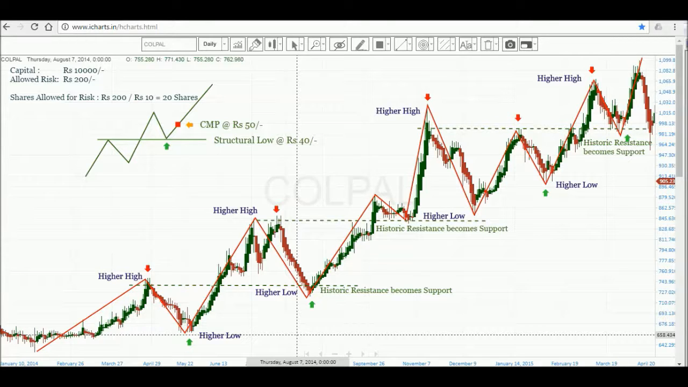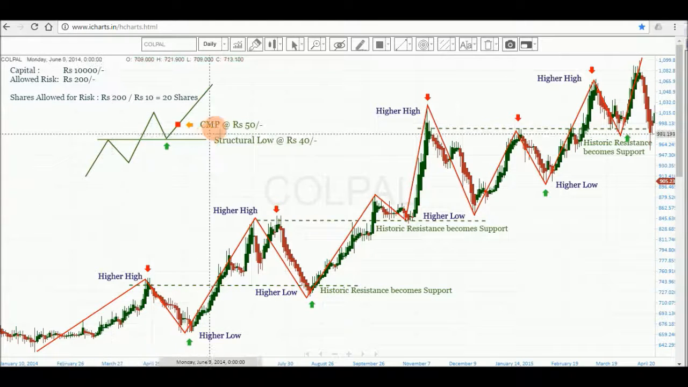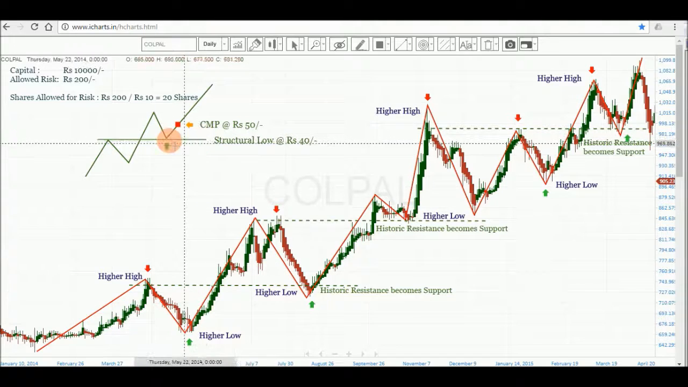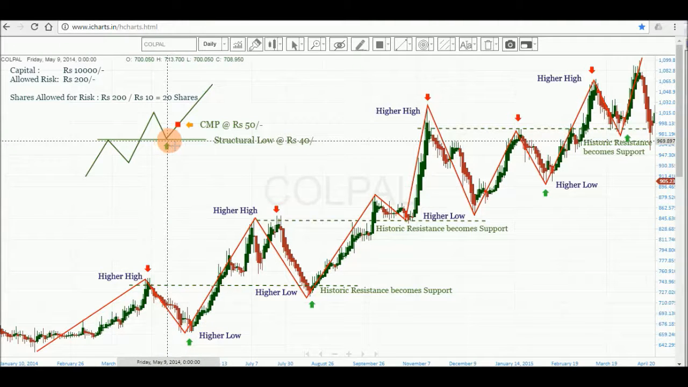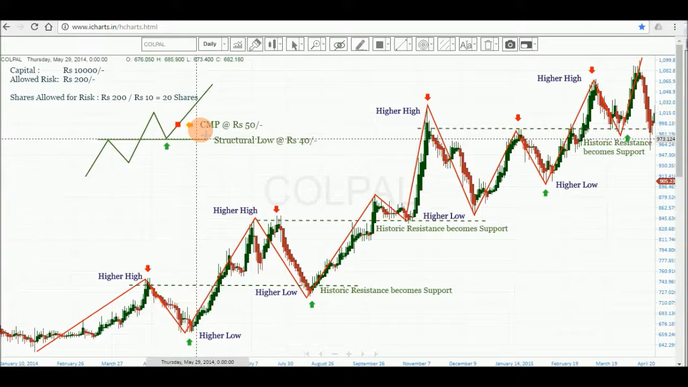Let's say you have rupees 10,000 and you are willing to risk only 200 rupees on that trade. So that is about 2%. Now if your current market price is rupees 50 and let's say you identify your stop loss based on the last structural low, which is, let's take an example, rupees 40 over here. So you stand to lose rupees 10 if you are wrong about this trade.